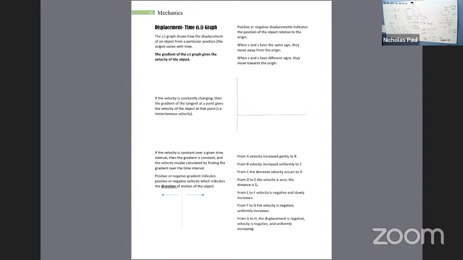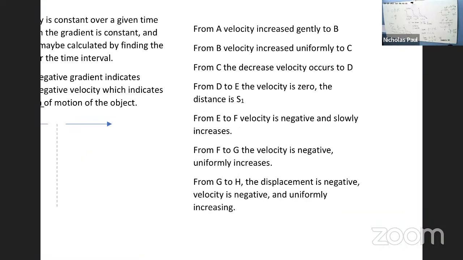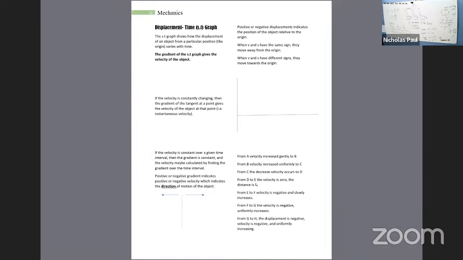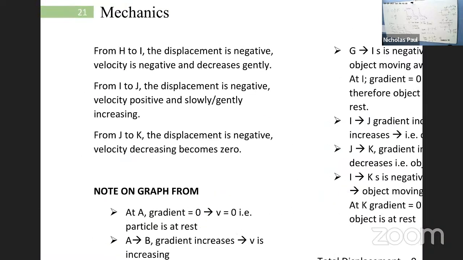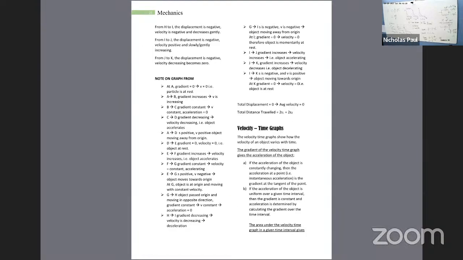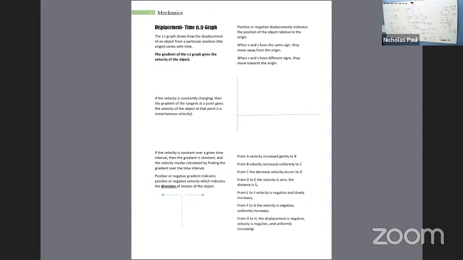Right, take the information here. A to B, B to C, and so on. And here as well. Take the information and try and sketch the graph, right? In the handout on page 20.